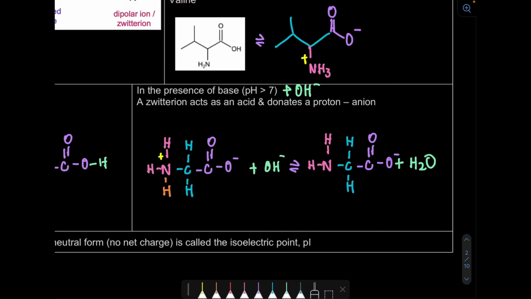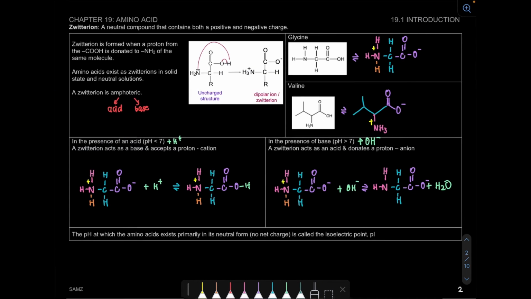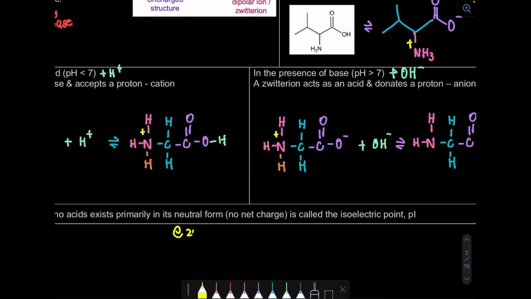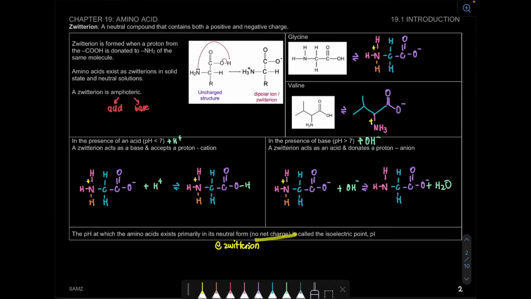So bila dia dah donate dah punya proton, we're going to form an ion sebab adanya negative charge pada O minus ni. Okay, so we have, look, bila the pH dia less than 7 dengan more dengan 7. Tapi sekarang ni kita nak tengok the pH at which the amino acid exists primarily in neutral state ataupun zero net charge, no net charge. Okay, apa maksud no net charge ni? Ataupun senang nak kata Zwitterion lah, primarily exists in Zwitterion.